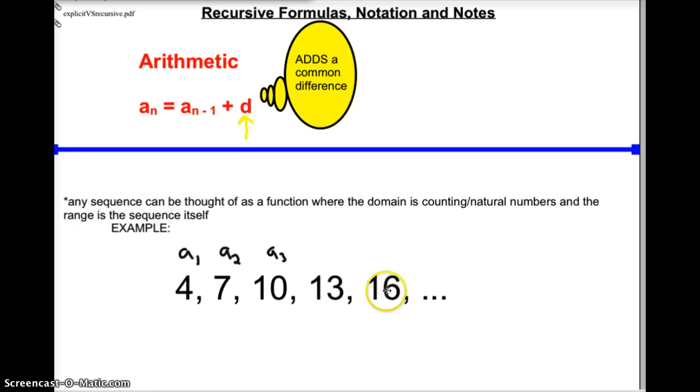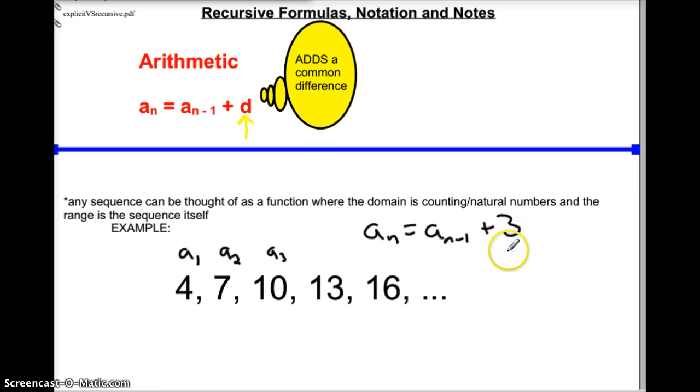If you look at this, 16 minus 13 is 3. 13 minus 10 is 3. 10 minus 7 is 3. My pattern, my common difference, is plus 3, because when I'm moving forwards, I'm adding 3 to get to the next one and the next one and the next one. And so we write our recursive formula by copying the whole first part of the formula. a sub n equals a sub n minus 1. Some term is equal to the term before it plus 3.